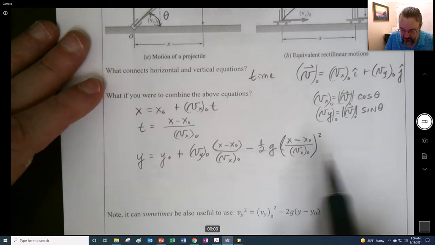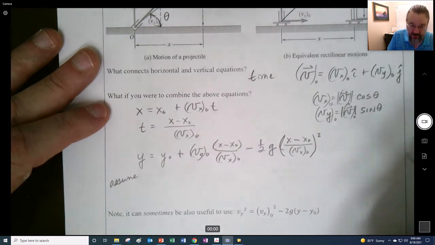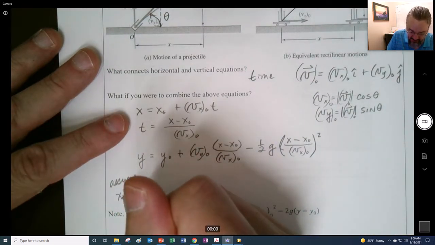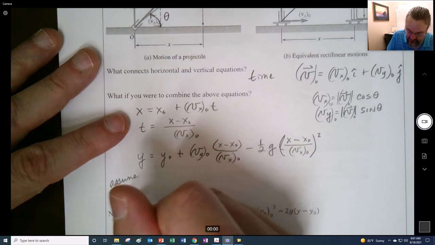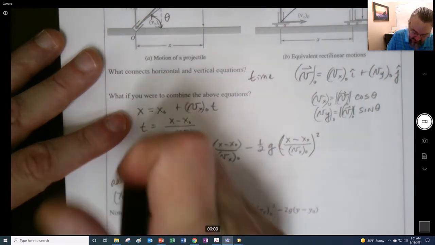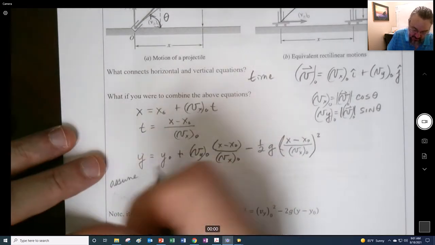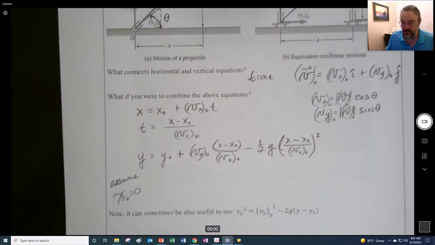Let me make a little bit of an assumption: x naught. It's just x naught, don't need parentheses on it. Assume x naught is 0, right?